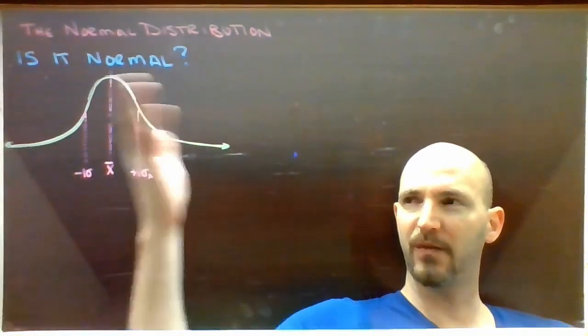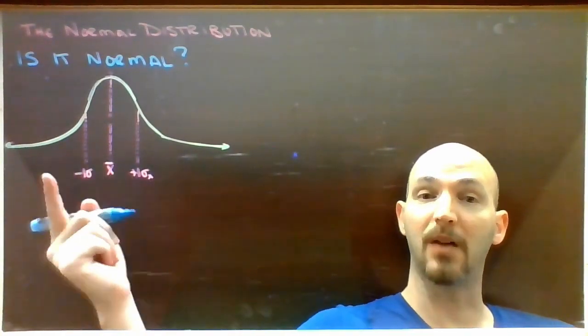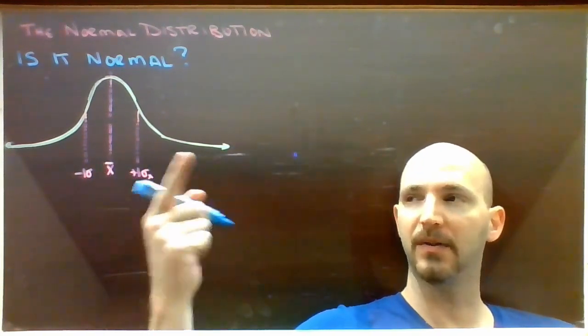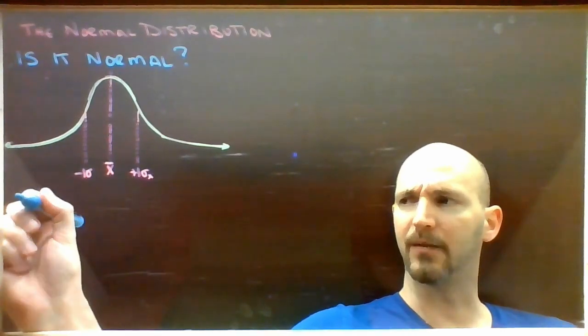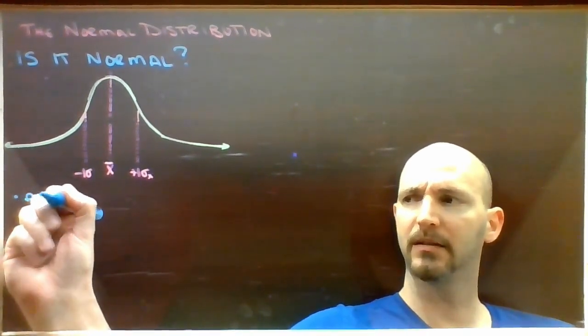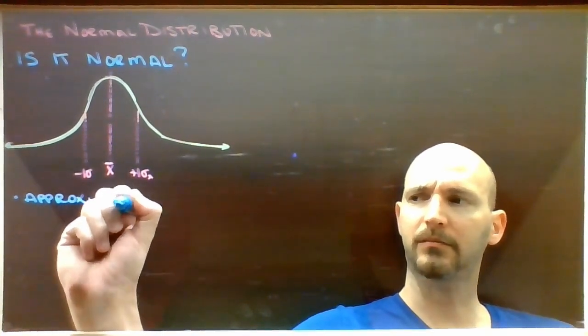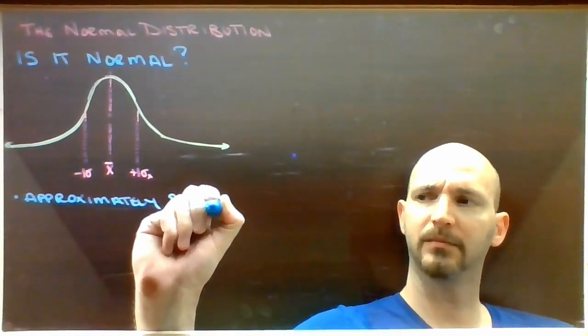So once you've got that shape up there, the first question you should ask yourself is: is this roughly symmetrical? There should be as many extremely large values as there are extremely low values. So I'm going to jot that down for you. Is it approximately symmetrical?